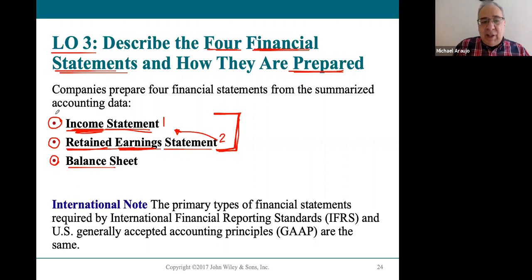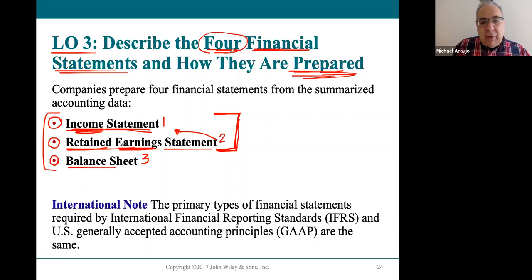These 3 statements are going to be the focus of what we do here in this particular chapter and in this course. And so you have to know about these quite well, and you will over time. The balance sheet is always the third financial statement that is prepared when we actually do these types of things.